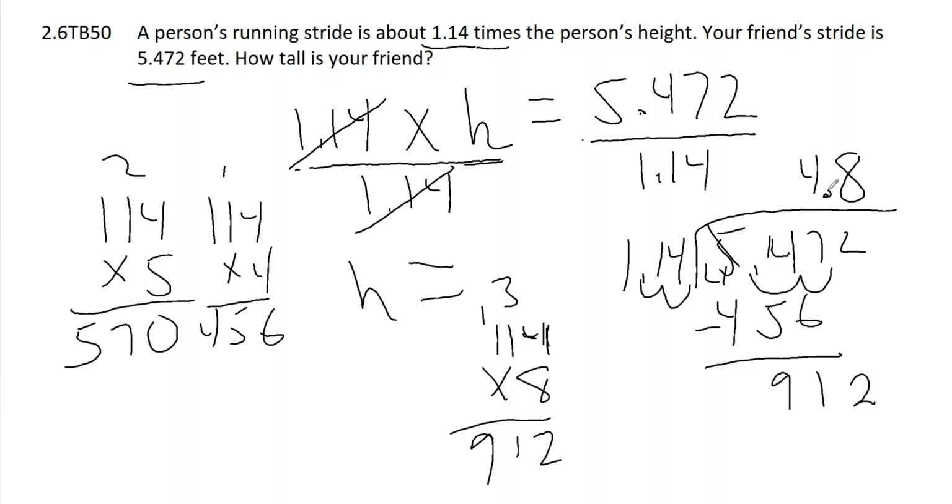Does it make sense that our friend is taller than the stride? Yes, it does, because the height is more than 1 times longer. So let's go with that as an answer. Your friend is going to be 4 8/10 feet tall.